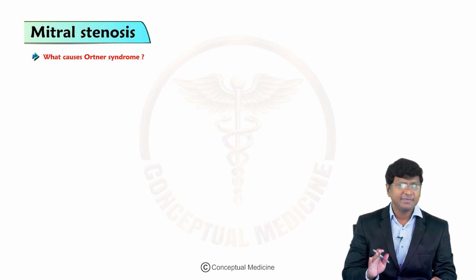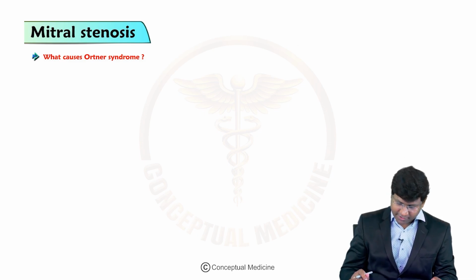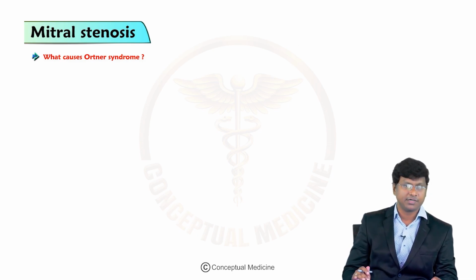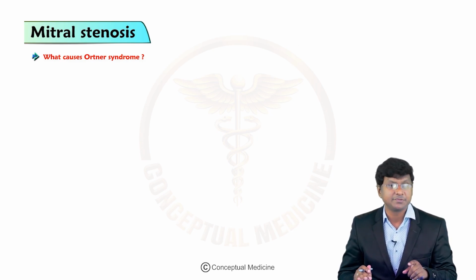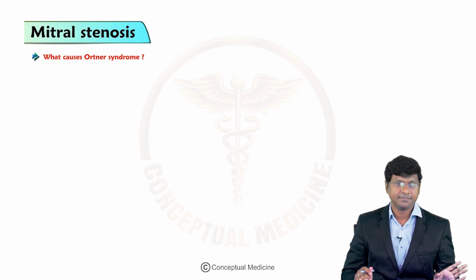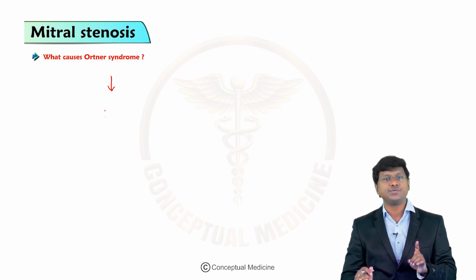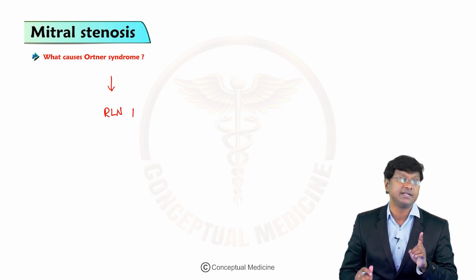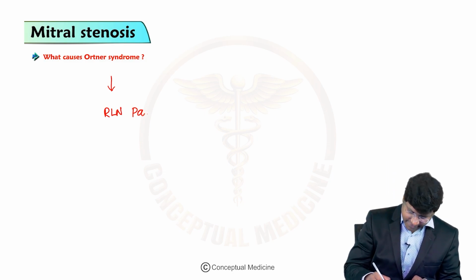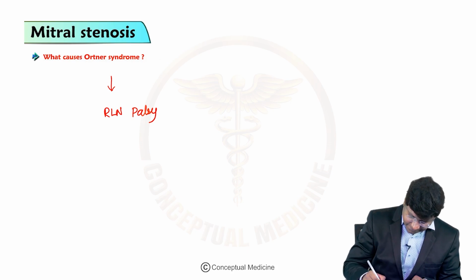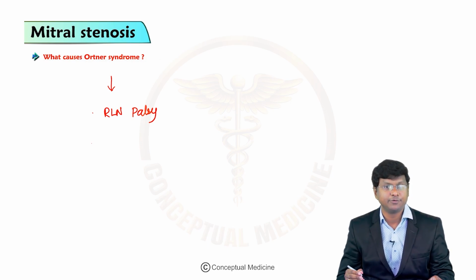Okay, now let me discuss this Ortner syndrome. Just now I was discussing the Ortner syndrome. It is mainly characterized by hoarseness secondary to recurrent laryngeal nerve palsy. And why is that? That is due to compression by the enlarged left atrium. So, there will be recurrent laryngeal nerve palsy.